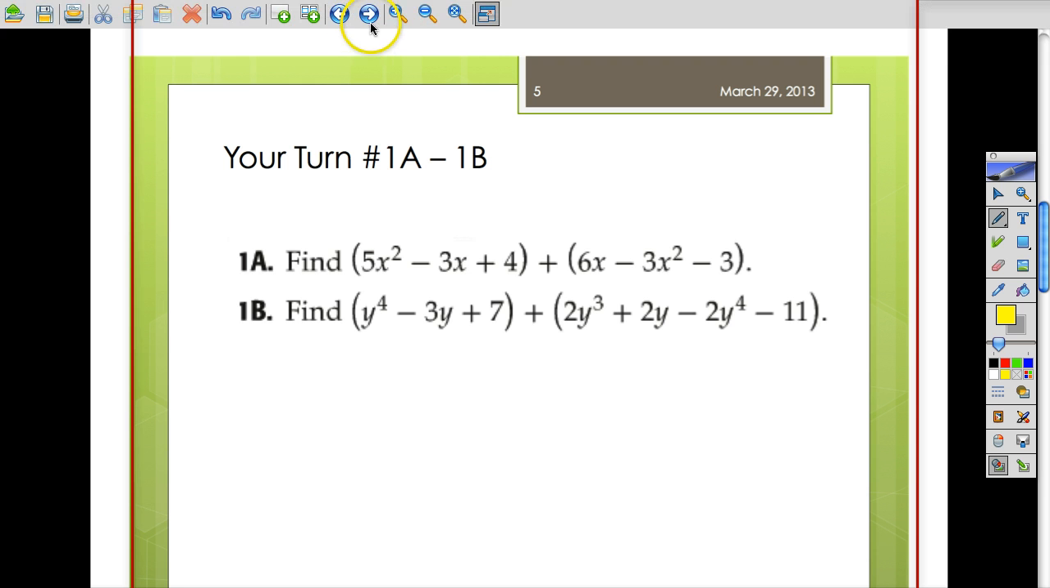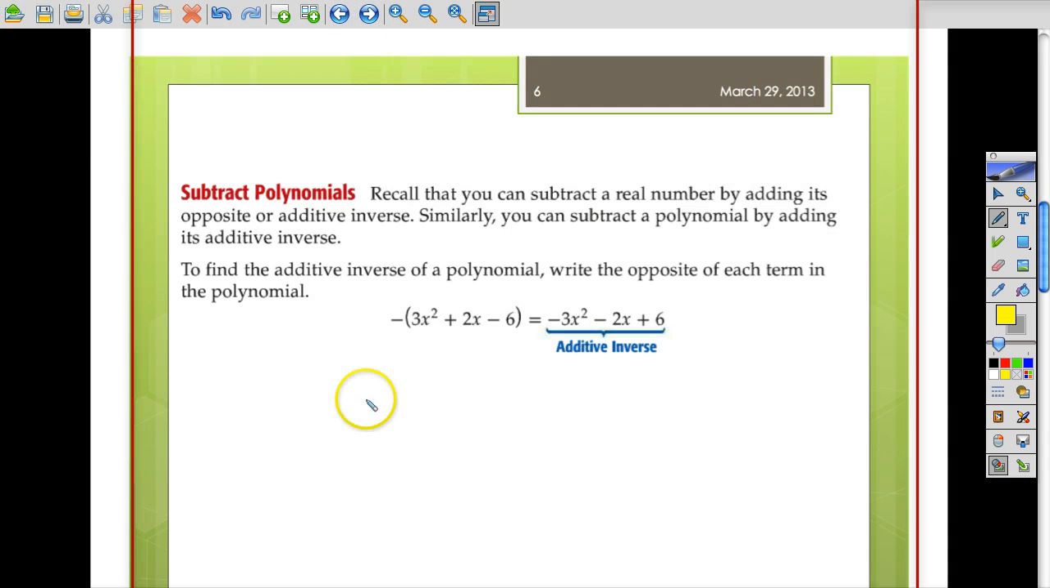Alright, when you're subtracting polynomials, recall that you can subtract a real number by adding its opposite or an additive inverse. Similarly, you can subtract a polynomial by adding its additive inverse. To find the additive inverse of a polynomial, write the opposite of each term in the polynomial.